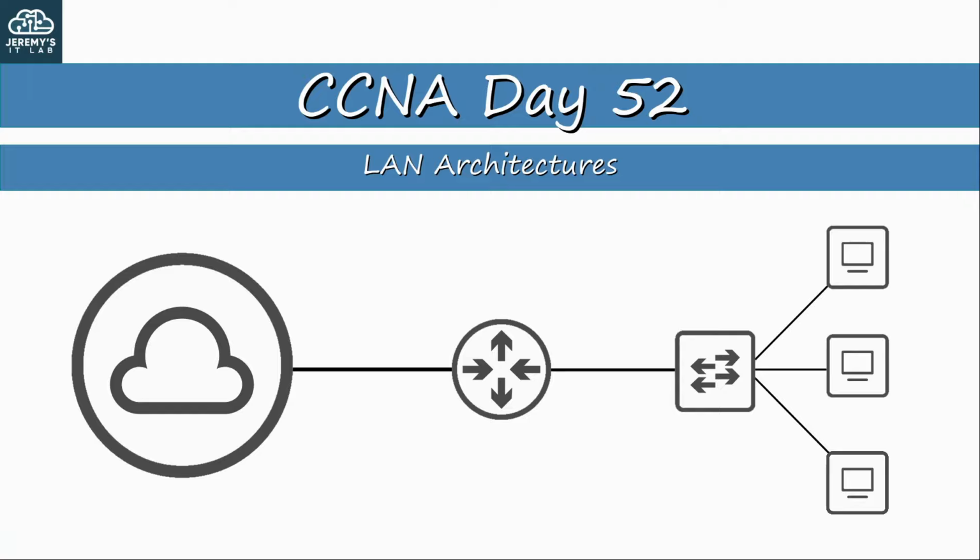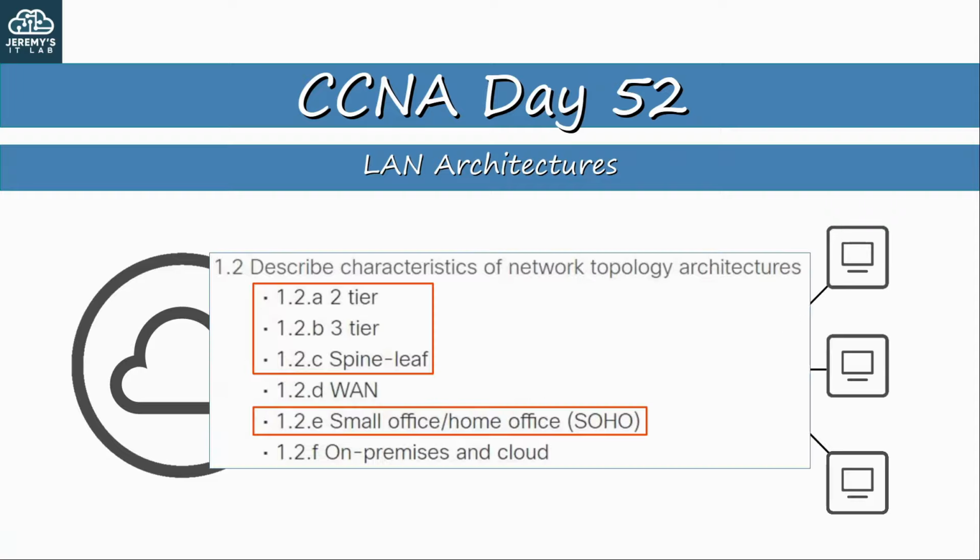In this video, we'll look at LAN architectures. By architectures, I mean how devices like routers, switches, PCs, servers, etc. are connected together to make networks. These LAN architectures are exam topics 1.2a, b, c, and e: 2-tier, 3-tier, spine leaf, and small office home office.